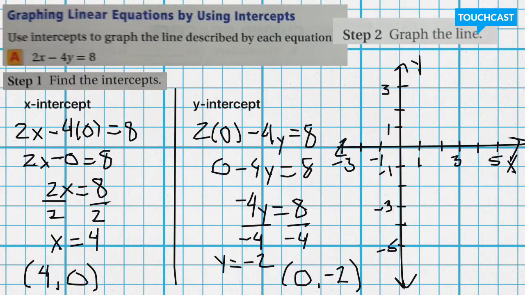We've got the point 4, 0. So from our origin, we're going to go right 4, and we don't have to go up or down anything, so we're going to just plop a point there. We've also got the point 0, negative 2, so we're going to go back to the origin and just go down 2 and plot a point. Now we can connect those dots with a nice straight edge.